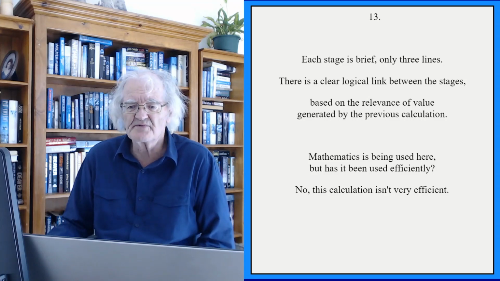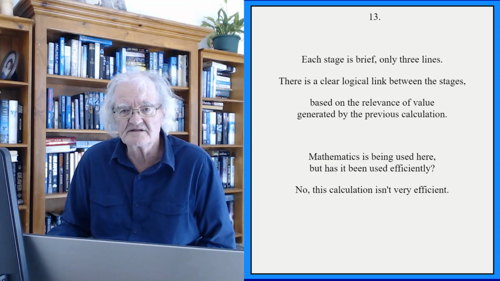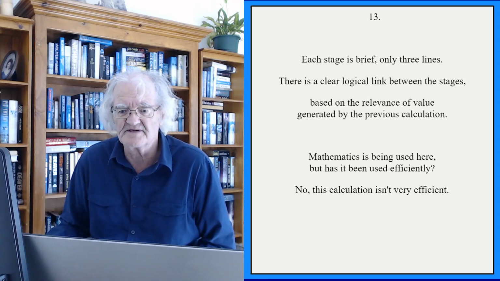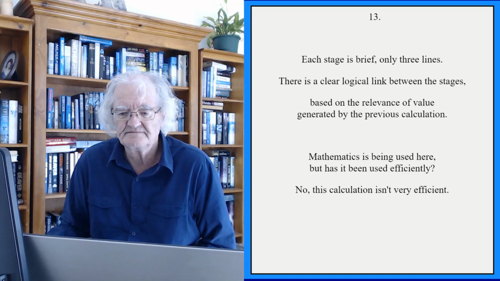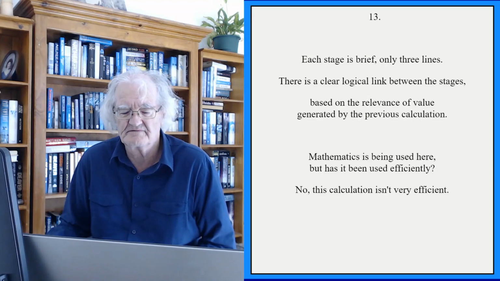Each stage is brief, only 3 lines. There's a clear logical link between the stages, and that's based on the relevance of the value generated by the previous calculation. Mathematics is being used here, but has it been used efficiently? No, this calculation isn't very efficient.